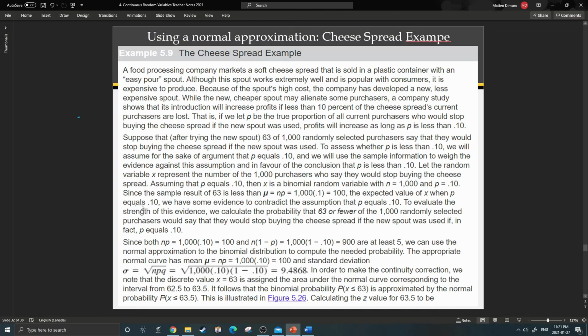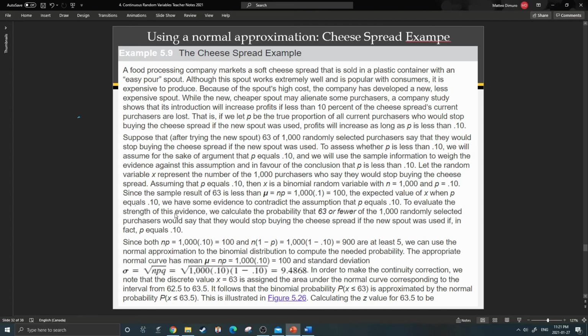So, what are they saying here? They're saying, okay, if you go 63 out of 1,000, what do you get? You get 0.063. So, is this number truly less than 10%, right? Remember, if we lose 10% of the people, then we're actually going to make less money, even though the spout costs less to produce.